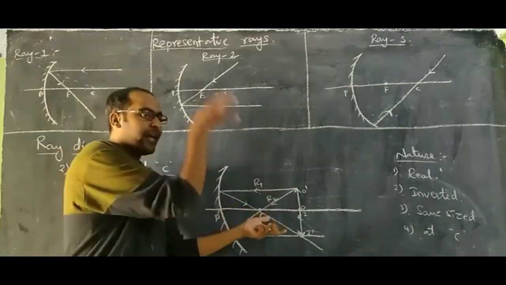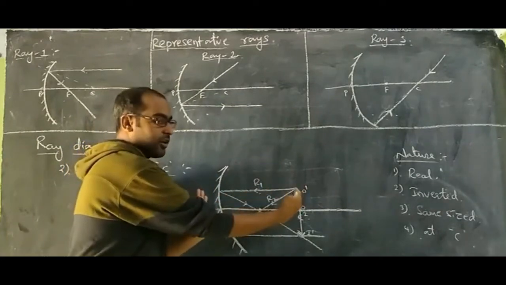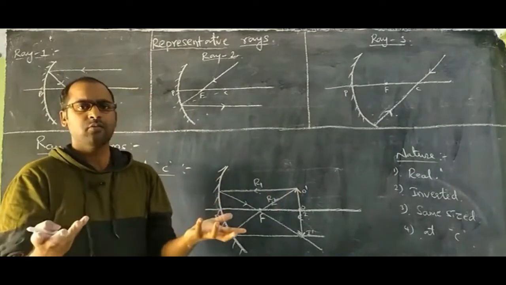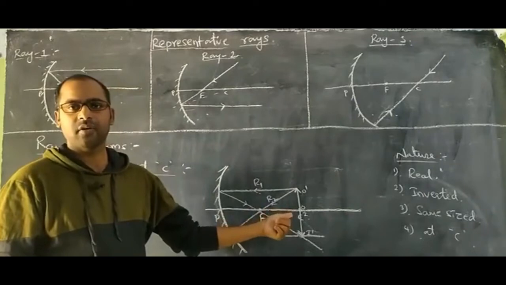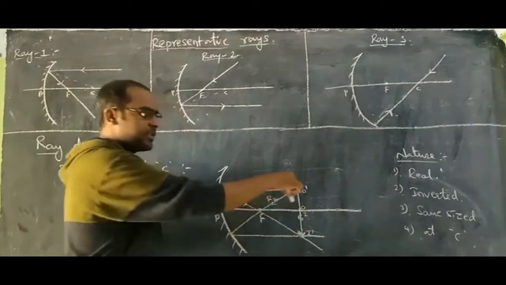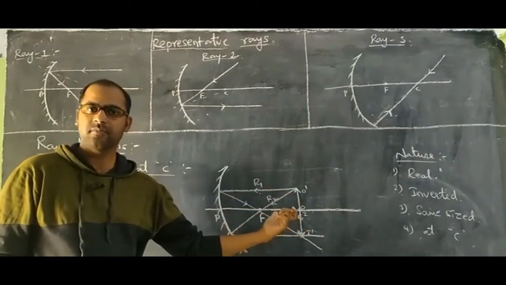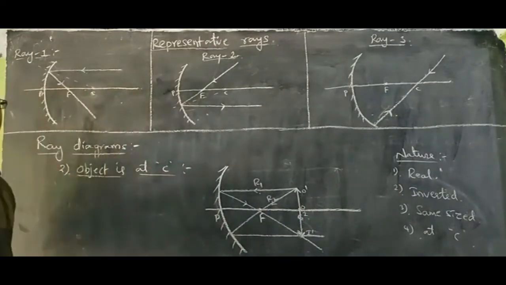To bring the image to the center of curvature, where should the object be placed in front of the concave mirror? Yes, where should it be placed? Just at the center of curvature. So to get the image at the center of curvature itself, we should place the object at the center of curvature, right? So this is the second case, when the object is at the center of curvature.